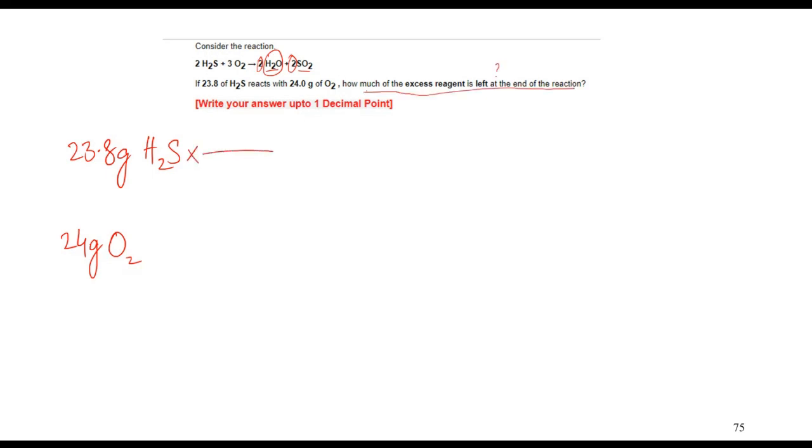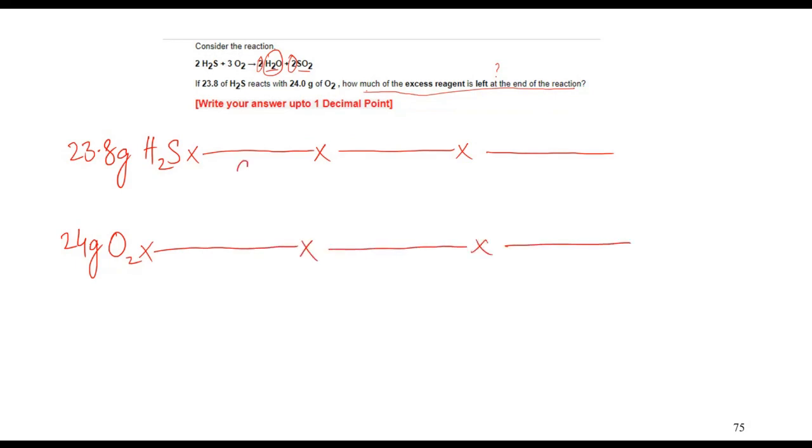So multiply, divide, multiply, divide, multiply, divide. Gram of O2, multiply, divide, multiply, divide, and multiply, divide. Okay. Now gram of H2S. Here, what will you calculate? What do you want? Water or SO2? Okay, water. Both. Easy. Now mole of H2O and here mole of H2S. Is it? Yes. Okay. Now, what will you write here? Mole of H2S and here mole of H2O.